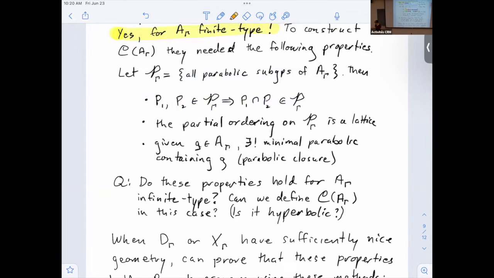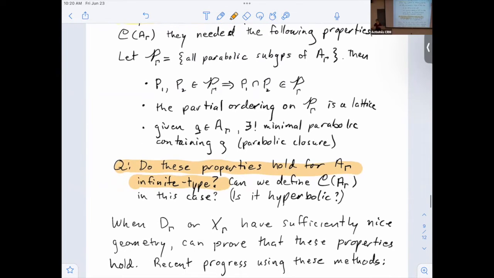our favorite question, which is, do these properties also hold for infinite type? Right. And if so, can we then define some kind of cube complex that is nicely behaved? And of course, ultimately, we want to prove that it's hyperbolic, but I have to say we don't even know that for the finite type case yet. So that was wide open.